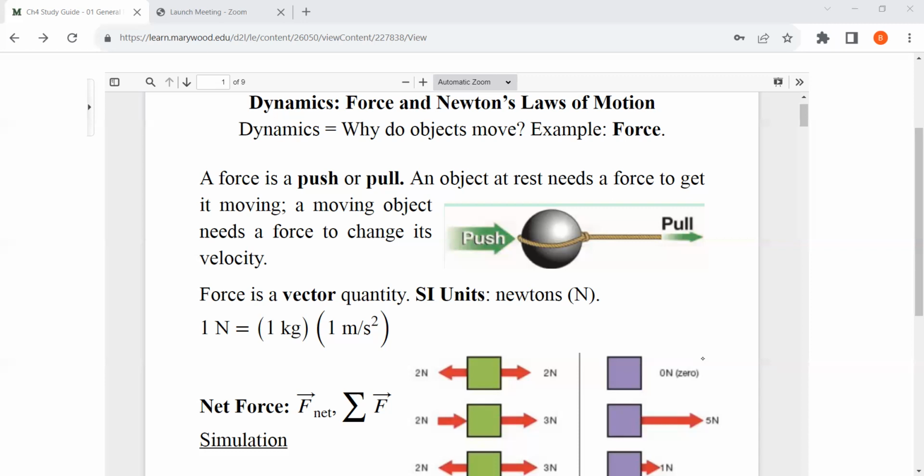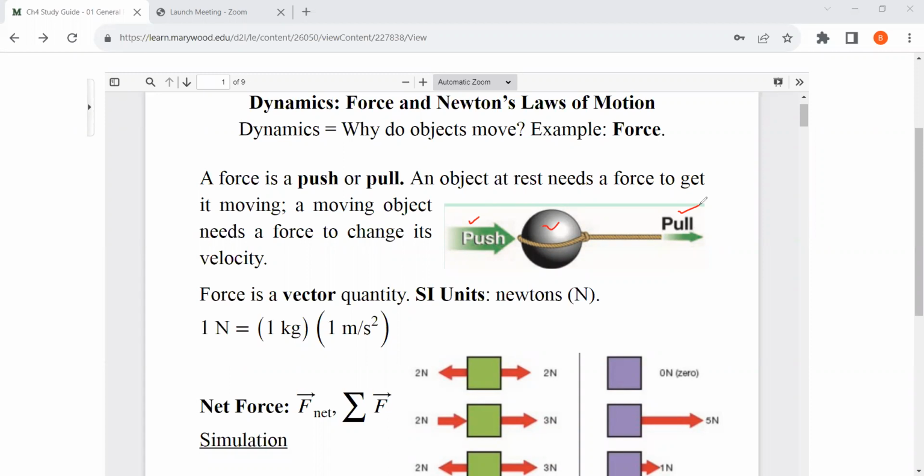So what is force? The simple definition of force is that it is a push or pull. Here you see that we have a spherical object, and we can push it or we can pull it. Pushing or pulling means applying force on this object.